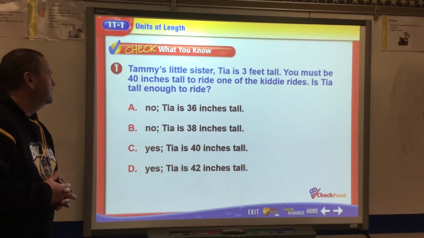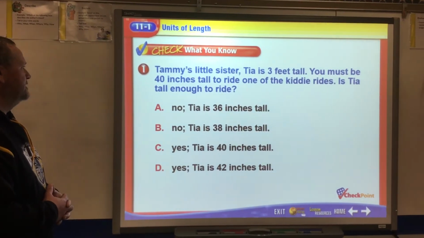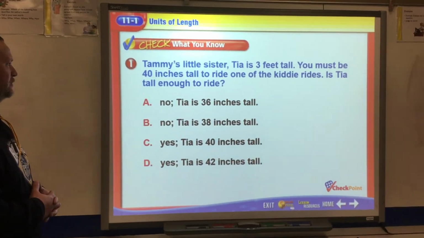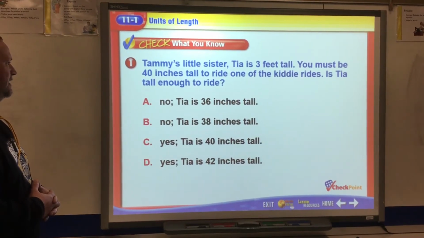Tammy's little sister, Tia, is 3 feet tall. You must be 40 inches tall to ride one of the kiddie rides. Is Tia tall enough to ride?